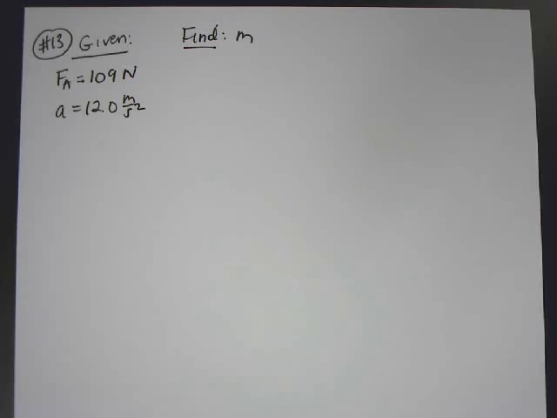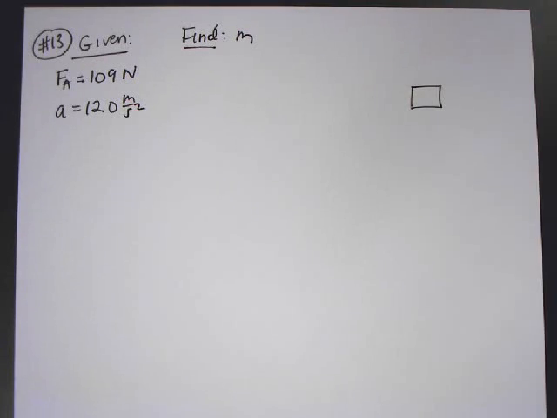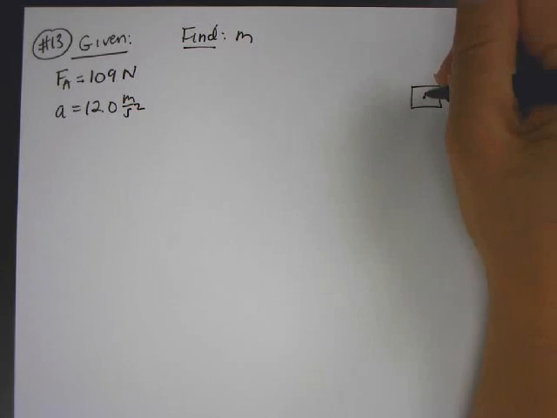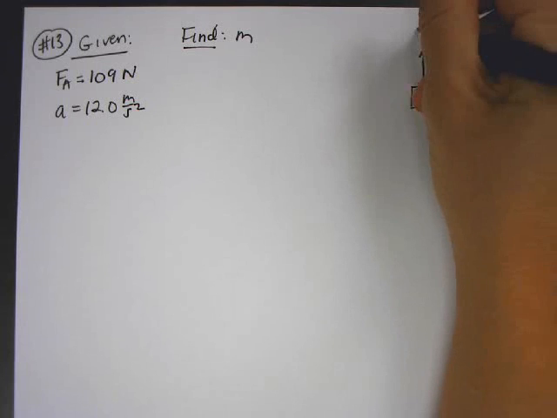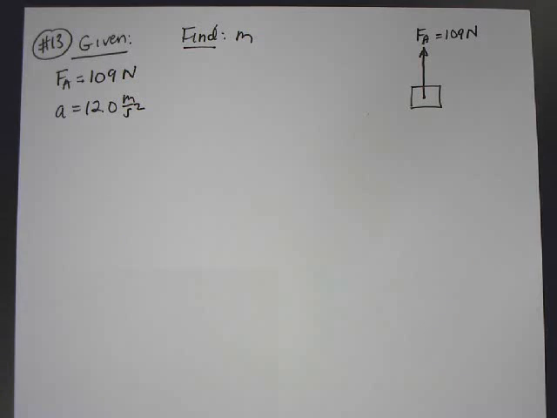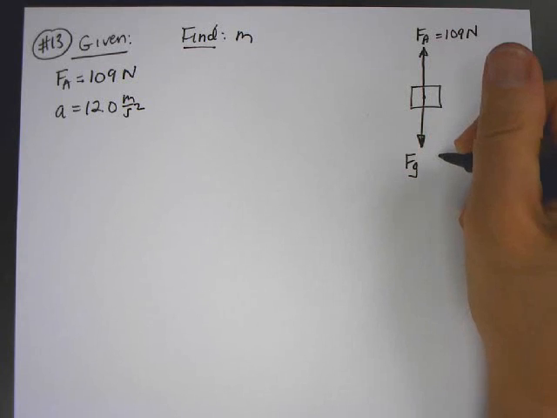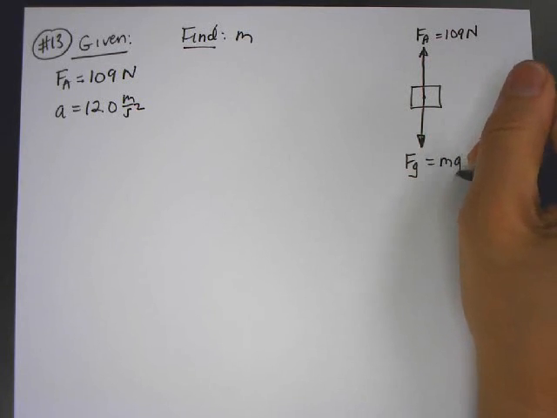Now, first of all, I want to draw a picture of what's happening. Okay? So I can draw a free body diagram. Now, a free body diagram always has a box to represent the object. A dot in the center represents the center of mass. And what I do is I show all forces that are acting on that box. So I know that this force lifting it up, which I call the applied force, FA, is 109 newtons. Then I have a force acting down, which is the weight, which I call FG, which I'm going to have to calculate, but I know that's equal to mass times gravity.